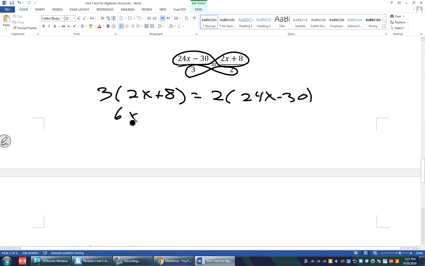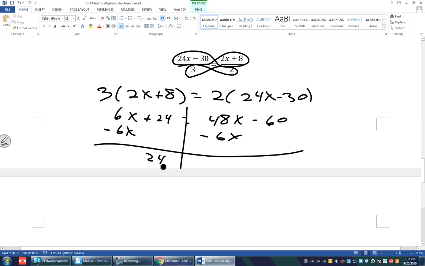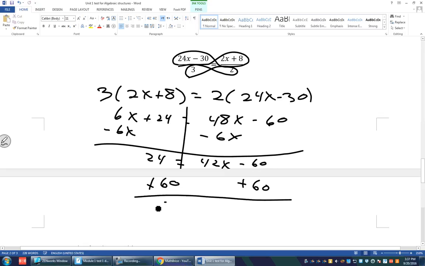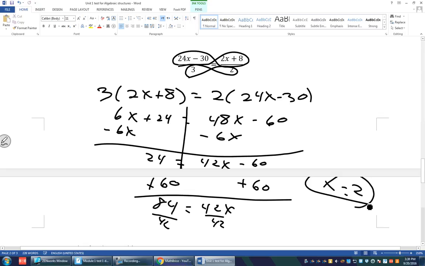Distribute. Draw the big line. Combine like terms. There's no like terms on the same side of the big line, so I'm left with 24 equals 42x minus 60. I have 84 equals 42x. When I divide both sides by 42, I get x equals 2. You can always plug it into the fractional equation to see if it checks.